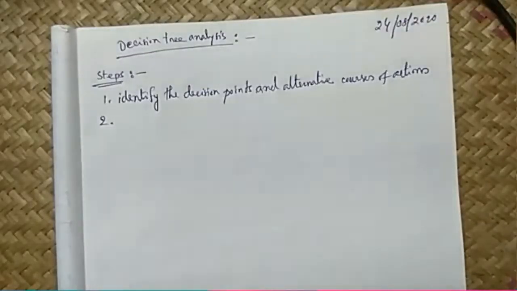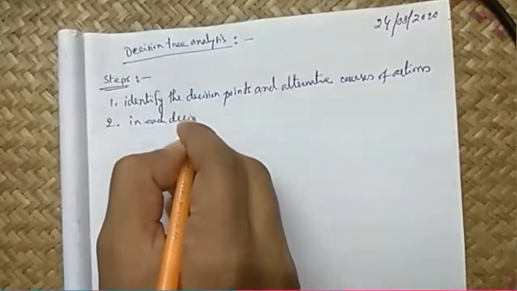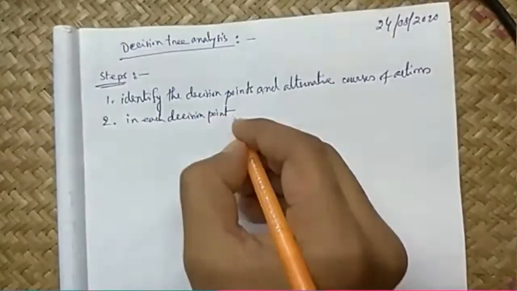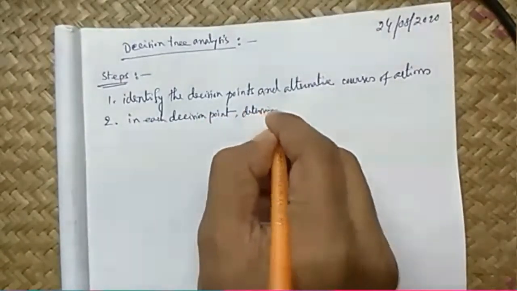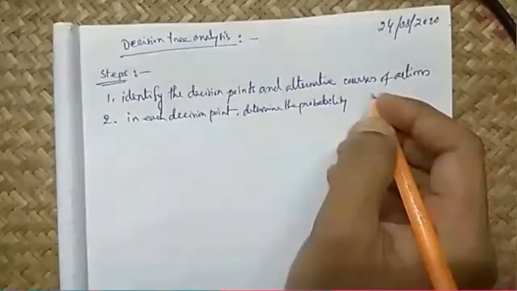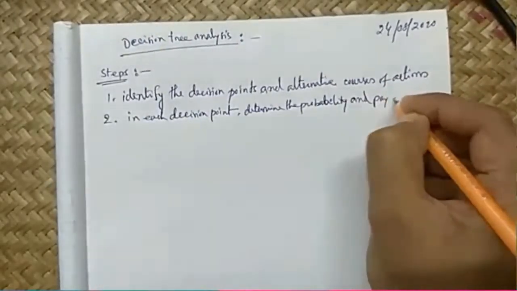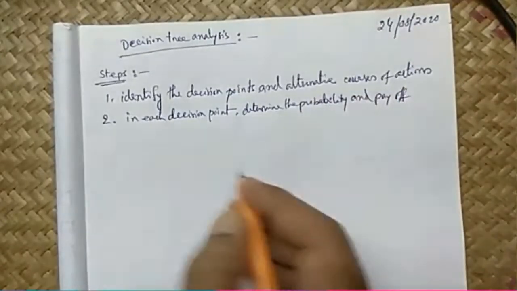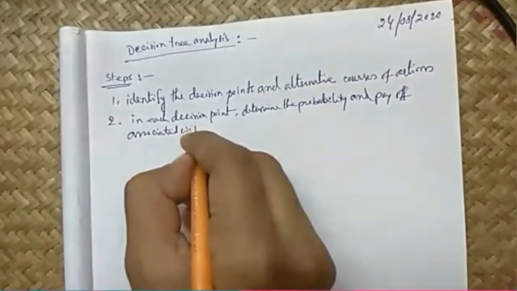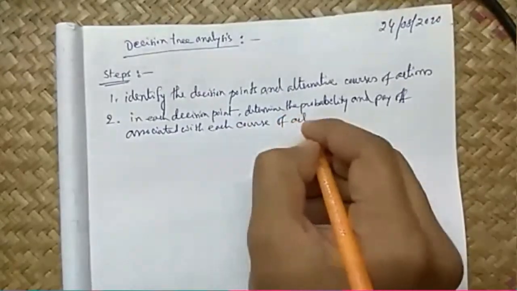Then each decision point, determine the probability and payoff associated with each course of action.